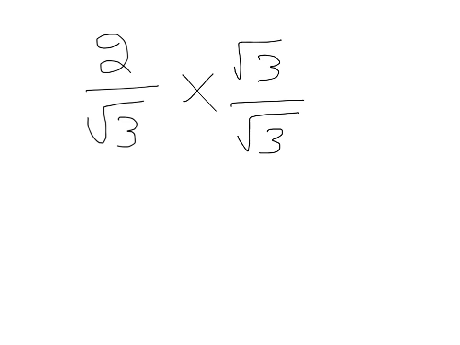So 2 times root 3 is 2 root 3. Root 3 times root 3 is 3. We'll get rid of the square root on the bottom and we've effectively moved it to the top.